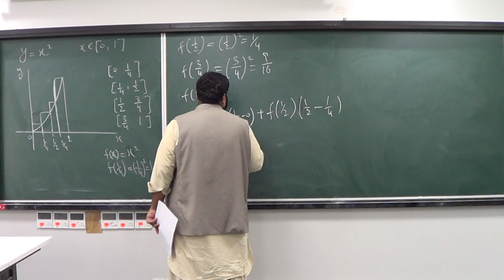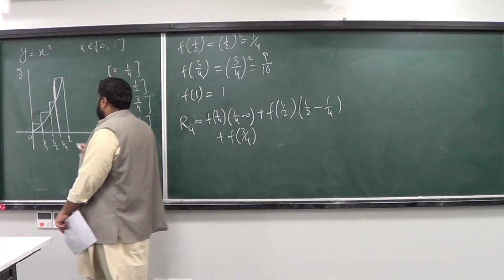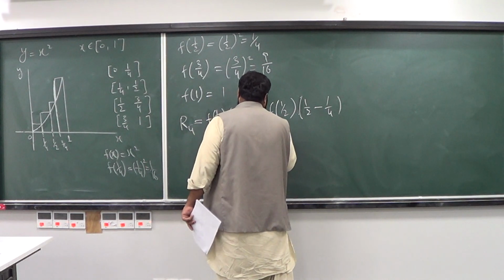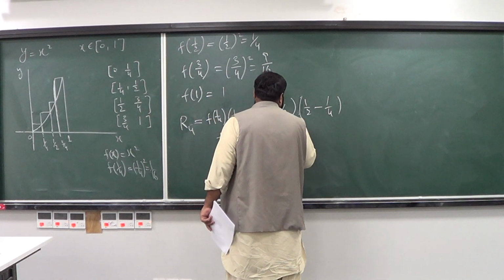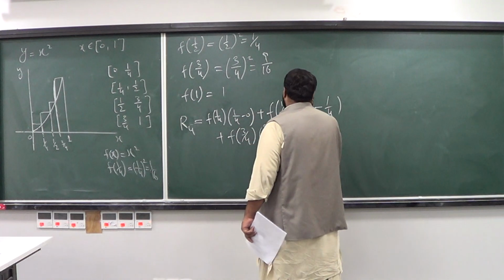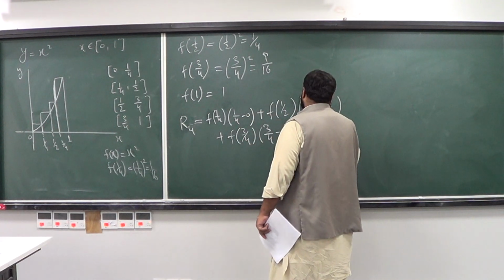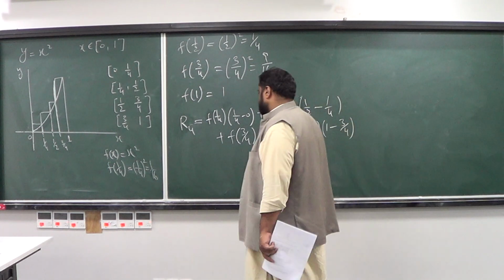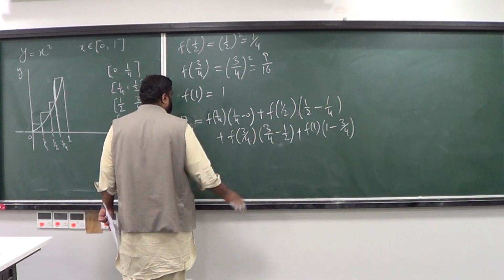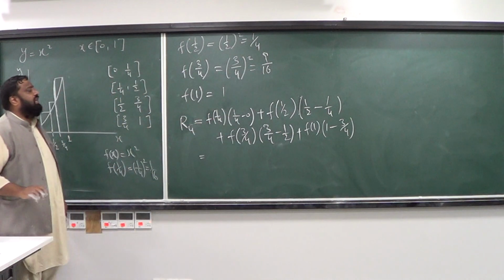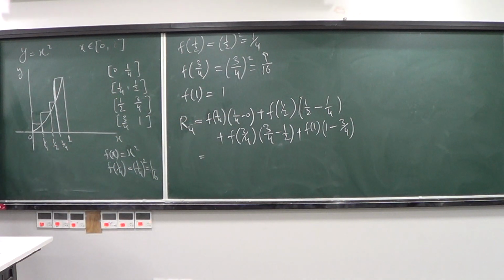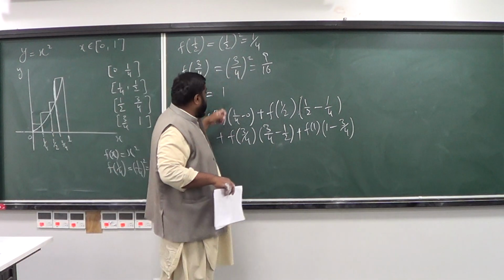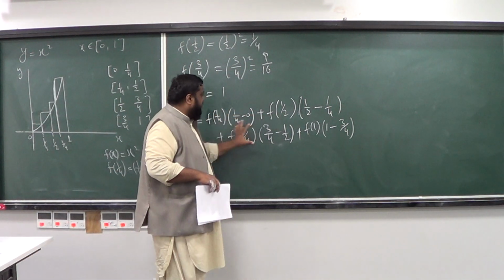Plus f of 3/4, and the area of that rectangle is f of 3/4 times 3/4 minus 1/2, plus f of 1, and the final rectangle is f of 1 times 1 minus 3/4. So what can I do? I have these numbers with me already, so I can substitute them here and get the area.